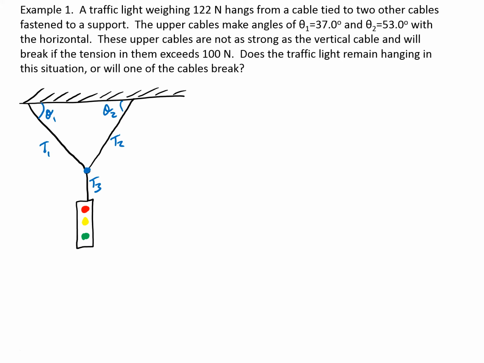Now these upper cables are not as strong as the vertical cable, which is shown right here, and will break if the tension in them exceeds 100 newtons. So does the traffic light remain hanging in this situation, or will one of the cables break?